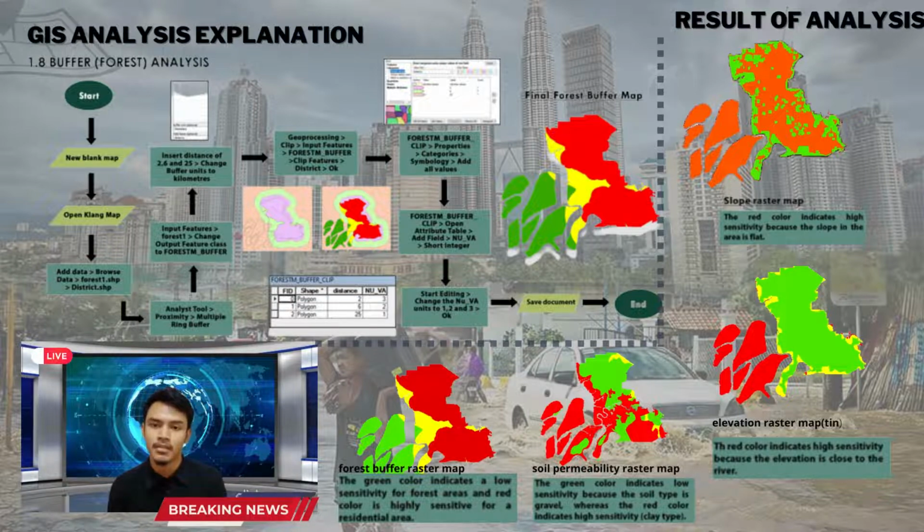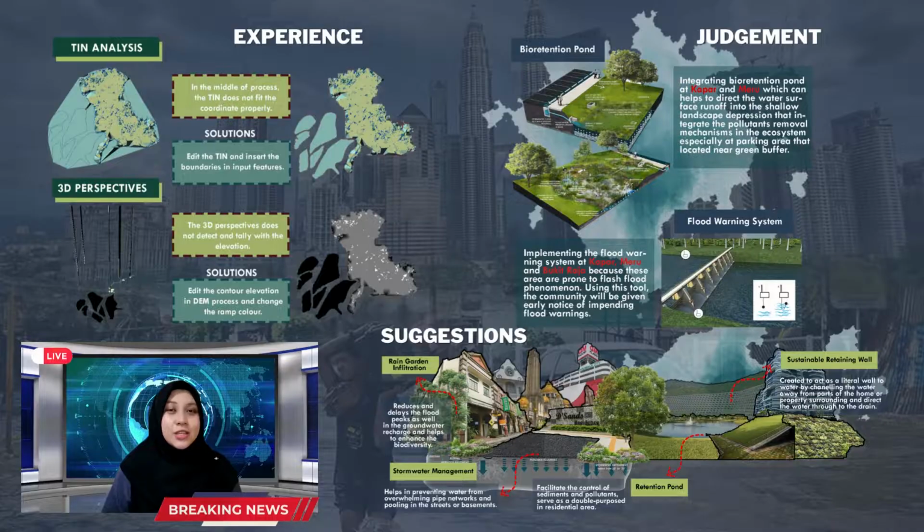From the sensitivity map, we can conclude that the area with red color indicates a high sensitivity area that is more vulnerable to water surge and flash flood. As you can see, the red color on the slope raster map shows the flooding area. The elevation raster map shows areas that are close to the river. The soil raster map shows low soil permeability, and the forest buffer raster map shows the area that is far from the forest.